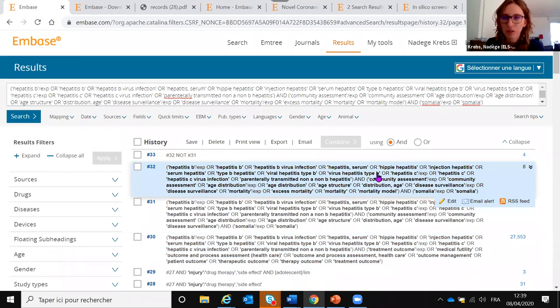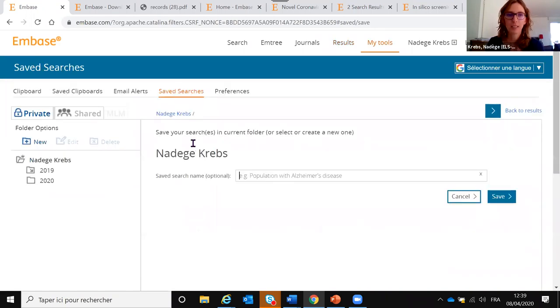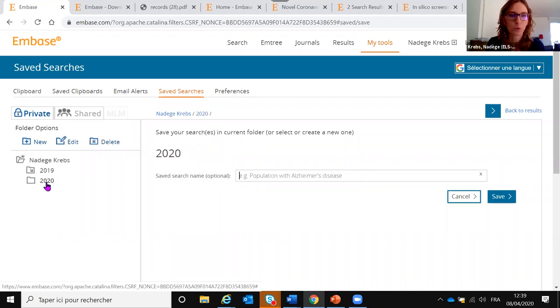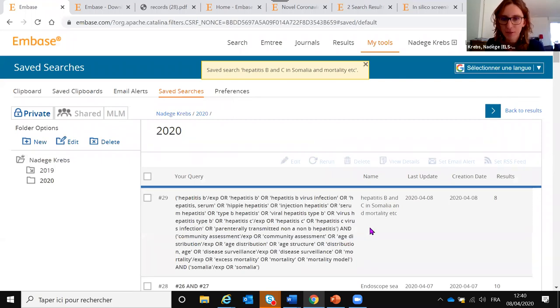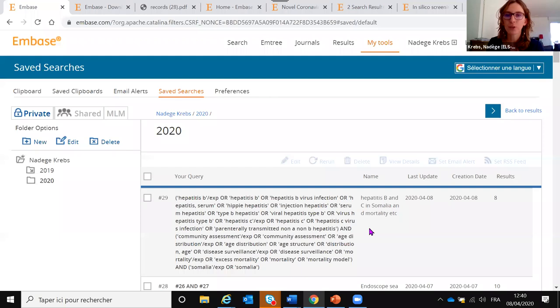And so then you could say, okay, this one, this save. Oh, I didn't show you actually, that you can save a search. So you can say here, I'm going to save the search. Here it takes you to my tools under saved searches. I say that I want to do it in my own folder from 2020. And I call it hepatitis B, and disease, mortality, etc. Save. And you see here that my search is saved.